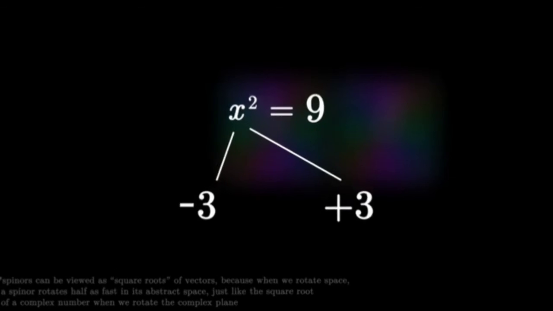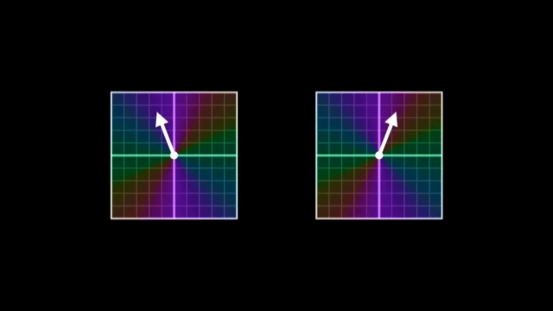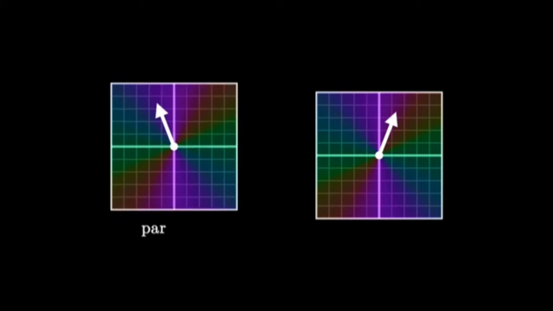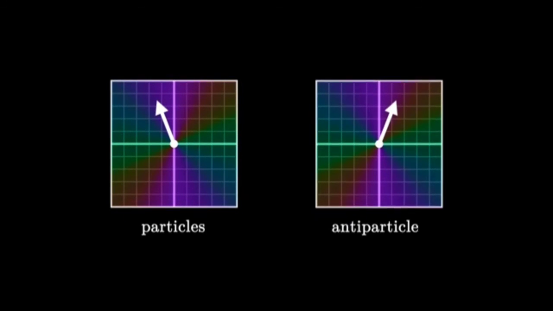In the same way, there are 2 different types of spinors reacting in opposite ways in the direction of time. They correspond to particles and antiparticles. In this way, Dirac mathematically predicted the existence of antimatter.